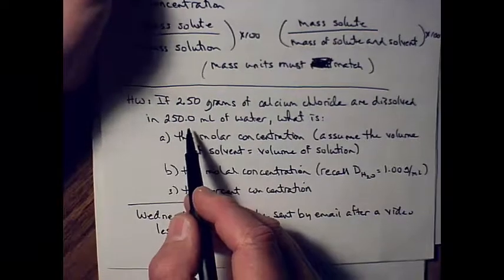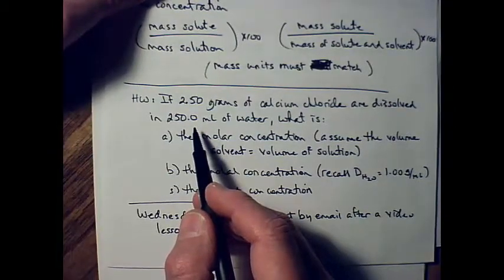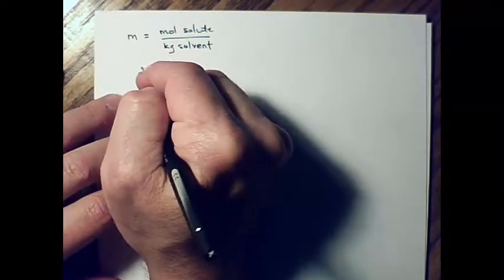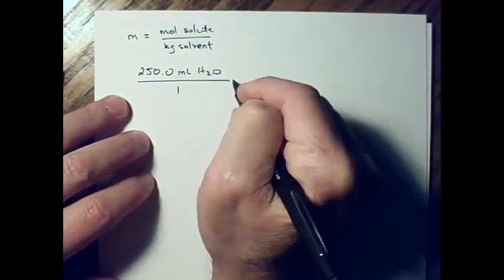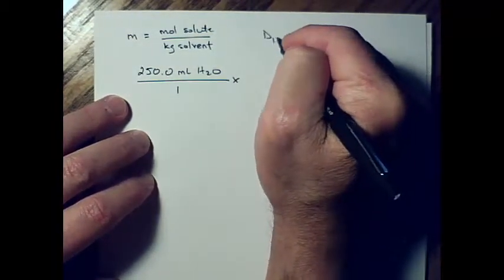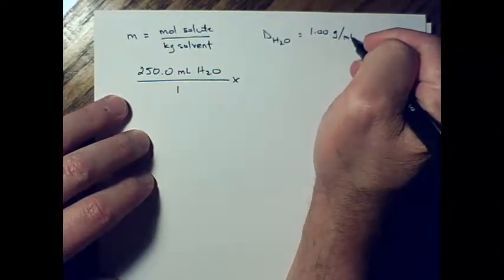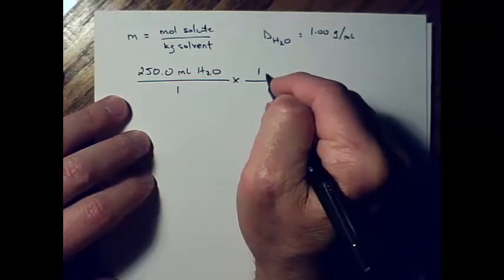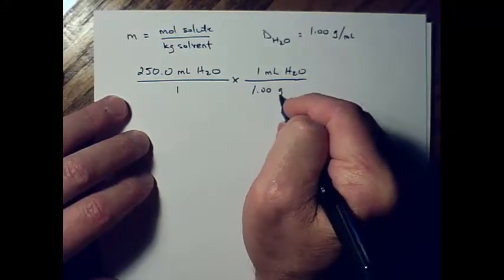We're given the amount of solvent as 250 milliliters. And you need to remember the density of water is 1 gram per milliliter. At least it can be rounded off to that. So we'll take that 250 milliliters of water, put it over 1, and we'll use the density of water, which is 1.00 grams per milliliter, and we're going to write a conversion unit from that. So milliliters we're going to put on the top. 1 milliliter of water is equal to 1.00 grams of water.